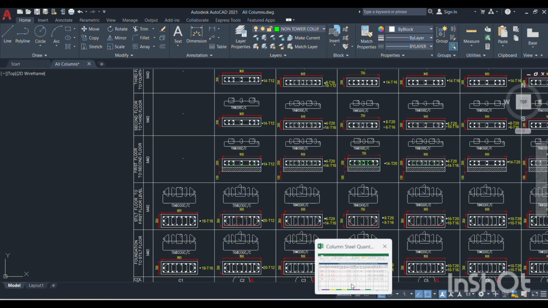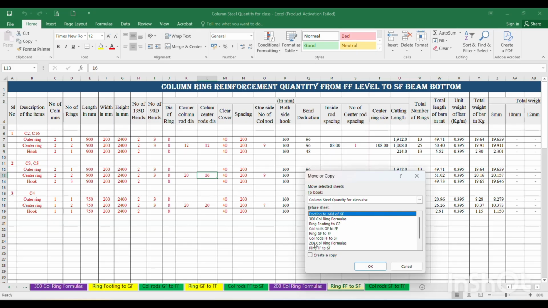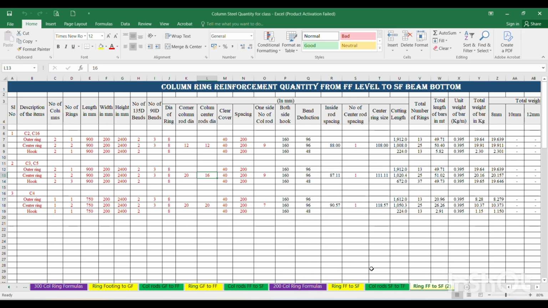Before that, we have to create the tabular column for this. For that, go to the file we previously created for the first floor to second floor ring calculation. You have to create one more file: move to the end of all the sheets, create a copy, and click OK. One more file is created, and here you can change it to ring from second floor to third floor.